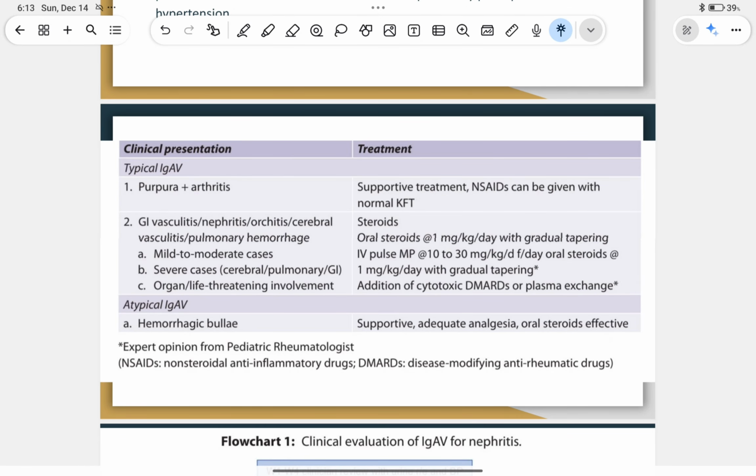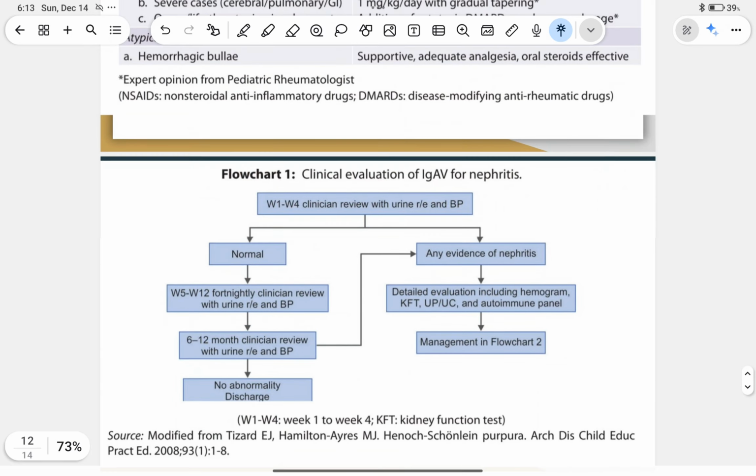For the involvement of GIT and remaining organs, in mild to moderate cases, you will give oral steroids at 1 mg per kg per day with gradual tapering. And in severe cases, start with IV pulse therapy of methylprednisolone 10 to 30 mg per kg per day for 4-5 days, followed by the same 1 mg per kg per day steroid with tapering. Whenever there is organ or life-threatening involvement, we will go for IVIG or plasma exchange. And in hemorrhagic bulla, nothing special to do. Even the same steroid dose works for it.